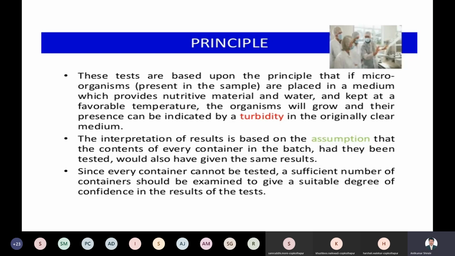Right? So we have to test the particular products, whether the product is having microorganisms or not will be determined, right? And that is called sterility testing. How do we conduct that sterility? We have seen the different methods in the disinfectant chapter, right?